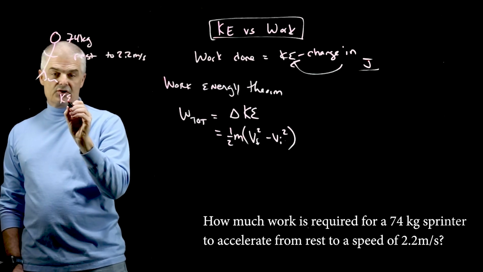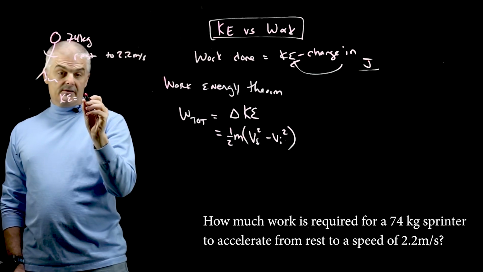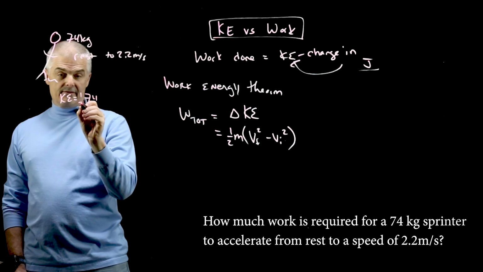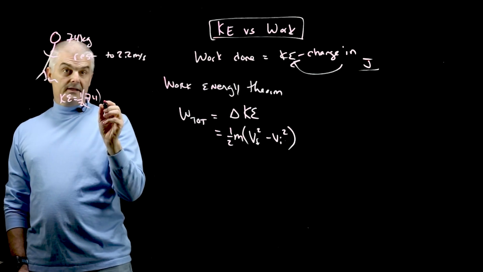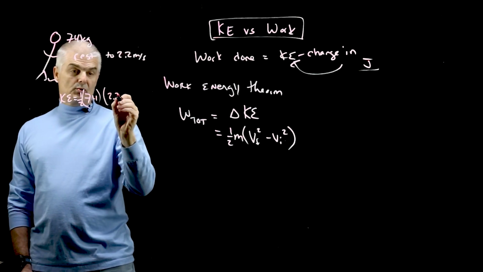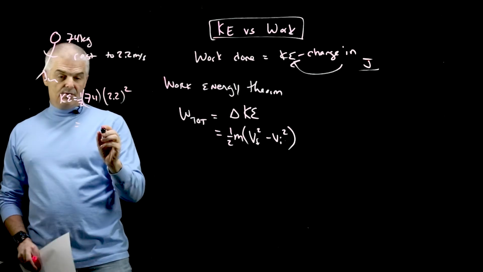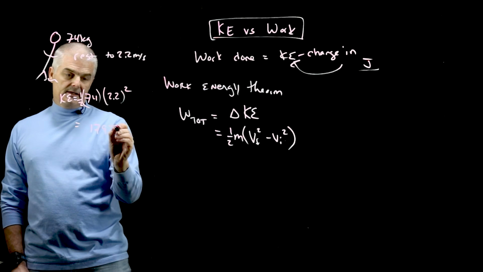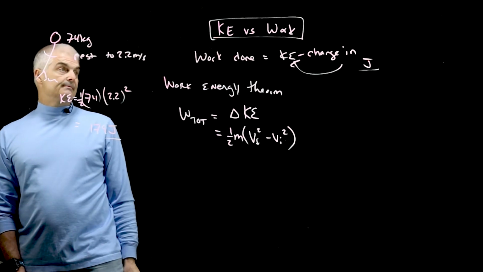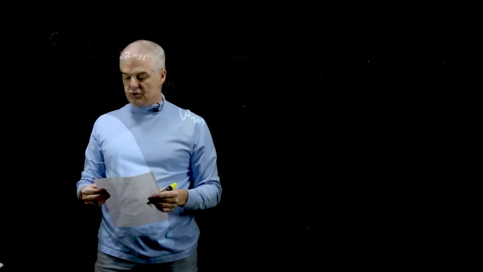So the kinetic energy of this cat here is 1/2 m, and then v, 2.2 squared. Pretty simple math. Multiply it all out, and you get 179 joules. Super simple. Well, let's do a couple more examples.